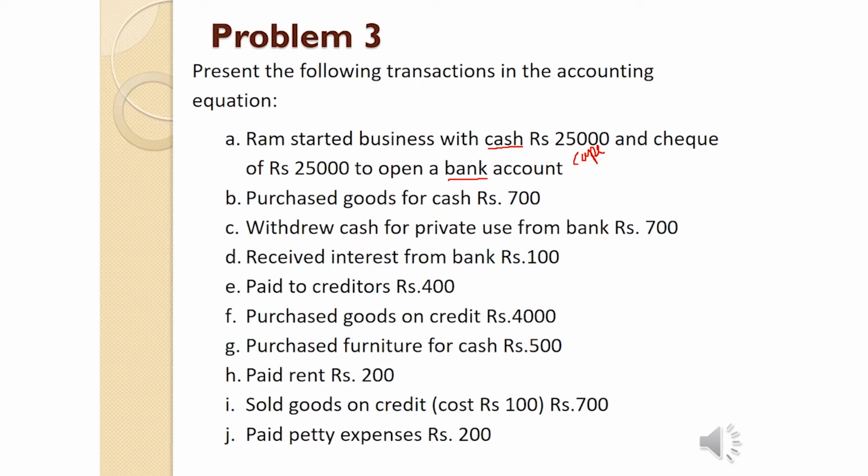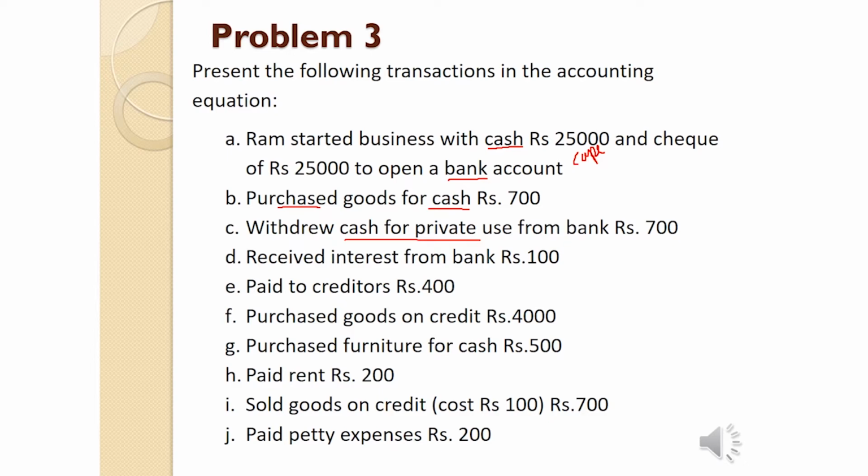Then next one is purchase goods for cash. Here there are two accounts involved: purchase account and cash account. For goods purchased, stock will be increased, then cash will be decreased. Then withdraw cash for private use from the bank. So that is drawings account and another one is bank account.